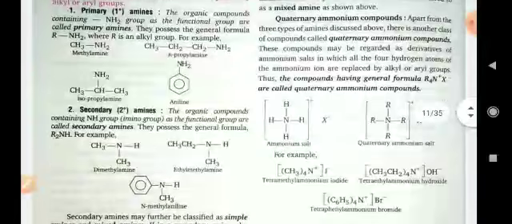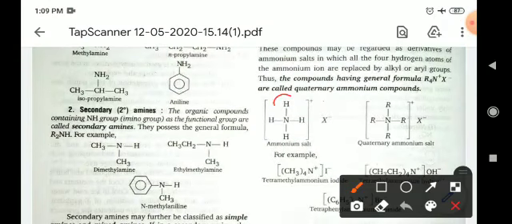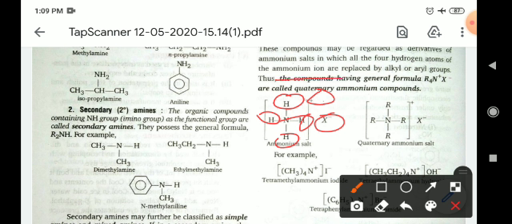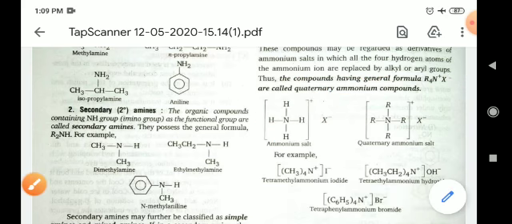Now, quaternary amines means when nitrogen is attached with four groups, then it is known as quaternary. Nitrogen has only three valency, but here nitrogen contains four bonds. In this case, nitrogen carries a positive charge, and the negative charge is present in the form of a salt. So this is basically known as a quaternary compound. The compounds having the general formula R4N+ X- are known as quaternary ammonium compounds.